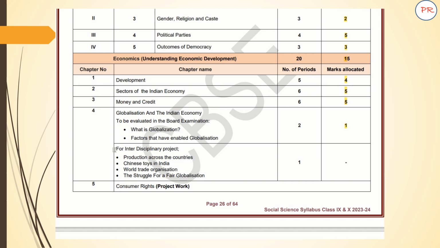The remaining globalization topics are kept for the interdisciplinary project. Please try to understand, only these two things are going to be important in the globalization part. And the fifth chapter, consumer rights, is entirely kept for project work, which means it will not be there in the board exam. So out of these 5 chapters, one has to prepare these 4 chapters thoroughly from the board exam point of view. That is how we have to remember, and we have to start with our preparation.